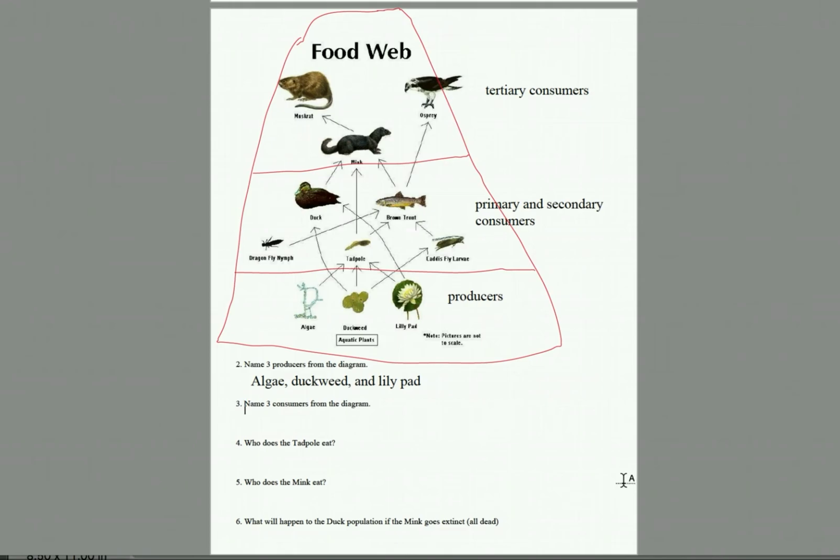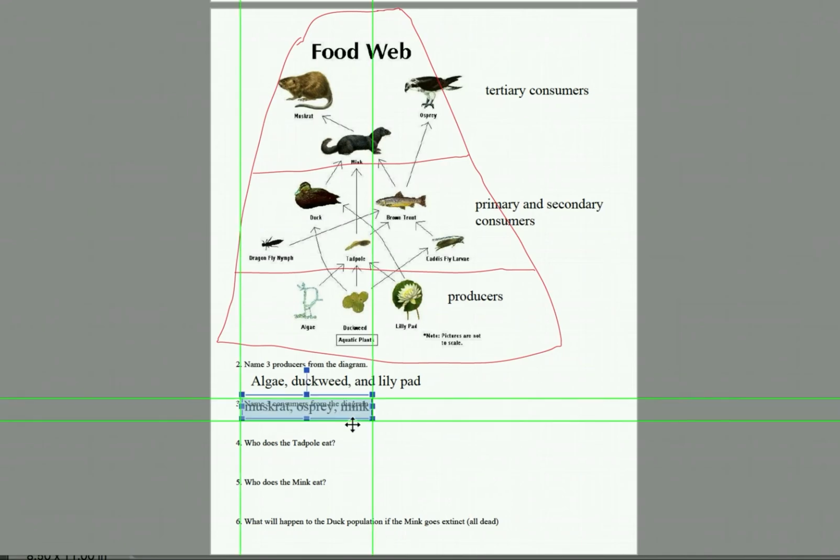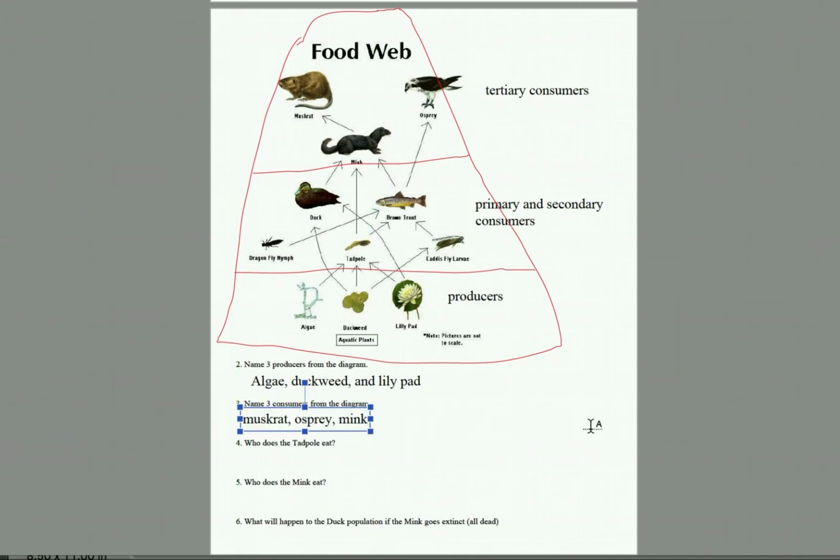Name 3 consumers from the diagram. Okay, so anybody from up top, anybody who eats something else. We have muskrat, osprey, and mink. Now, does it matter that I don't know what those things are? Nah, not at all. It's some kind of consumer because there's an arrow going from this animal or from another animal to this animal. So that means that that animal eats the other animal. That's all we need to know.